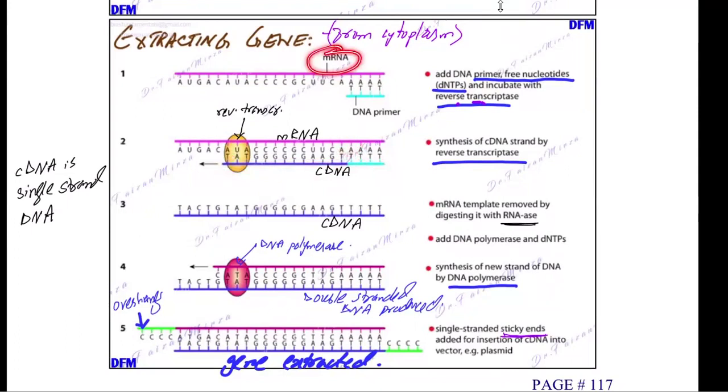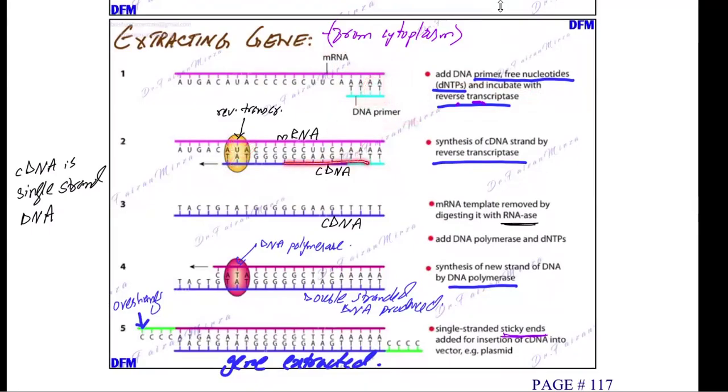But here you are carrying out reverse transcription. This is reverse transcriptase enzyme being used. In this, you will be producing a single-stranded cDNA using the template mRNA. But this enzyme cannot work if the mRNA was single-stranded alone. So you have to turn this end into a double strand using a DNA primer.